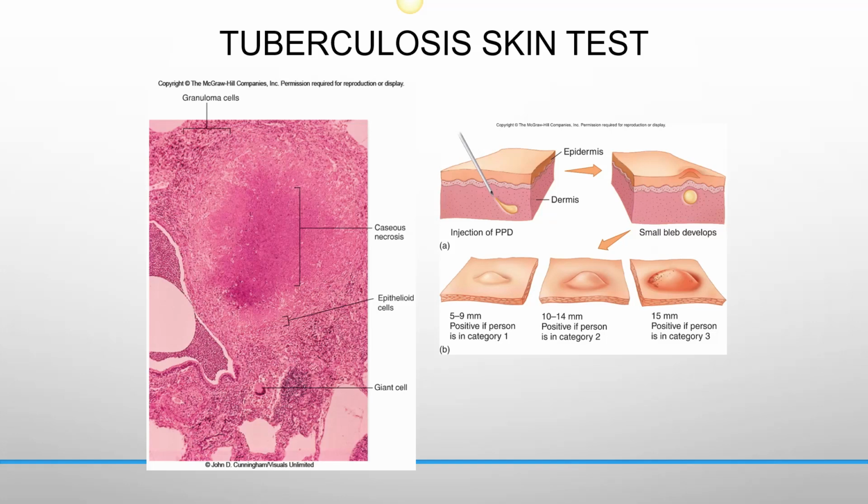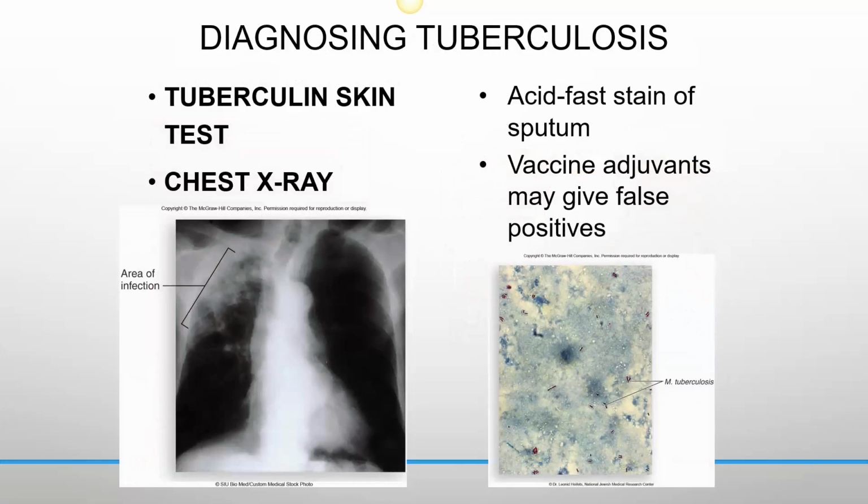So this just shows the TB skin test, and you can see how you inject the PPD, and a type 4 hypersensitivity response would happen if the T cells have been primed for exposure to tuberculosis, and you would see the color change and the raise of the bump. So after a positive TB skin test, you want to follow that up with a chest x-ray to see if there really is an active area of infection. And here you can see a positive chest x-ray and the area of infection.